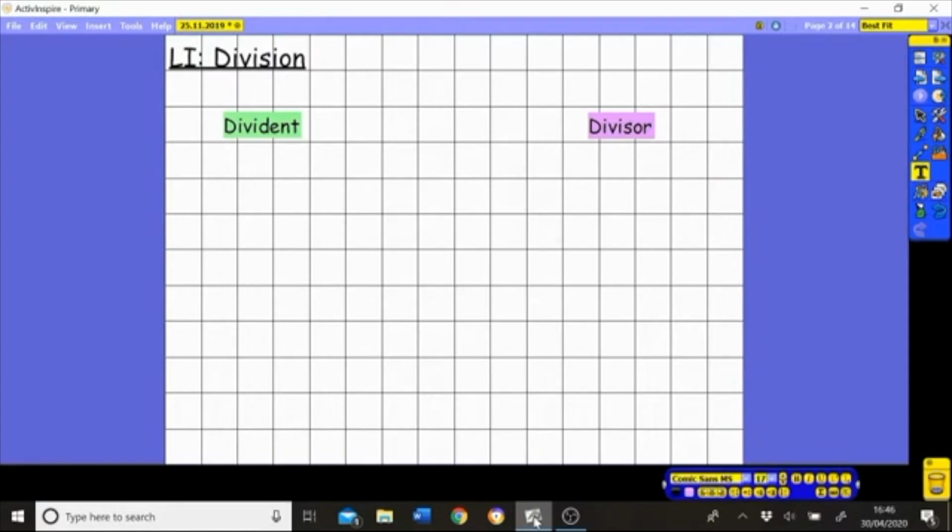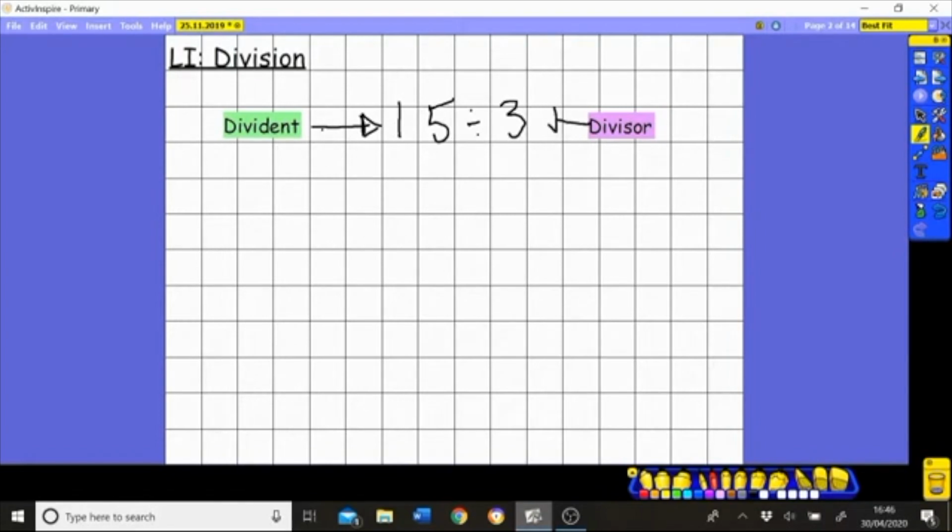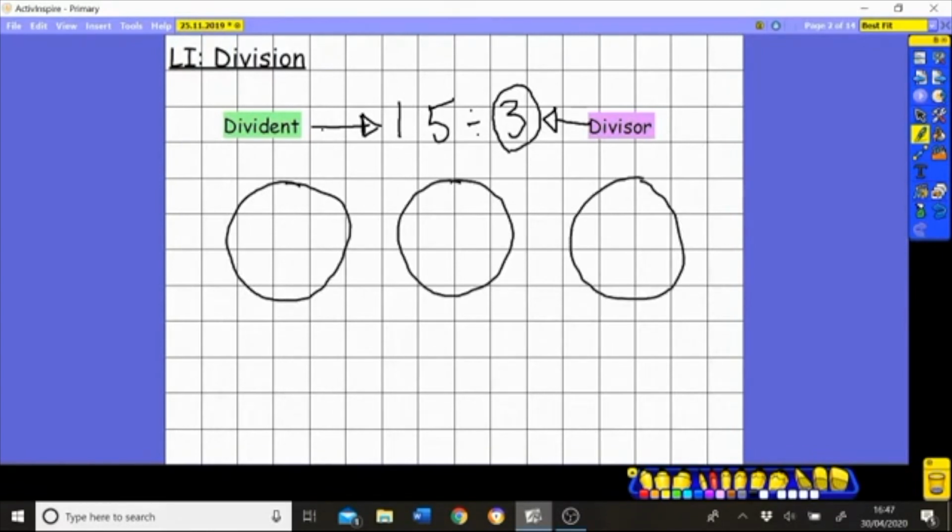So what I want to look at first, if we just start with any number, let's start with 15 divided by 3. Okay, so we've got a 2-digit number divided by a 1-digit number. If you're the sort of person that likes to know the key words, the dividend is always divided by the divisor. So the divisor is how many groups, essentially. So we can say we've got 3 groups, and we would need to divide 15 equally across these 3 groups. So that means that we've got 5 in each group.